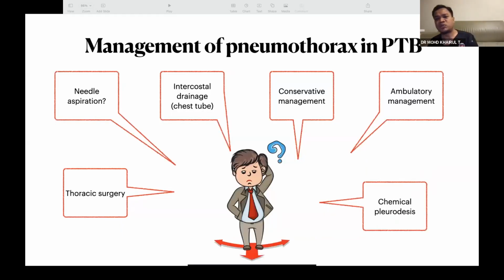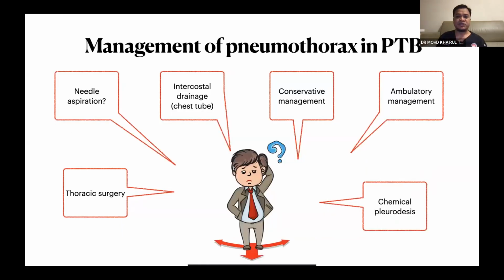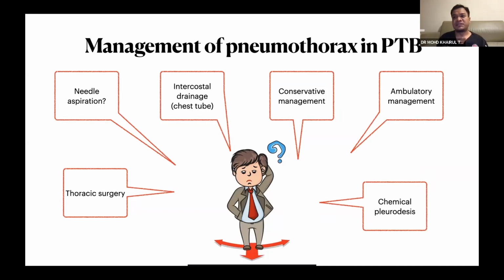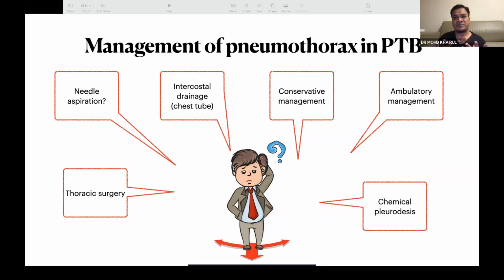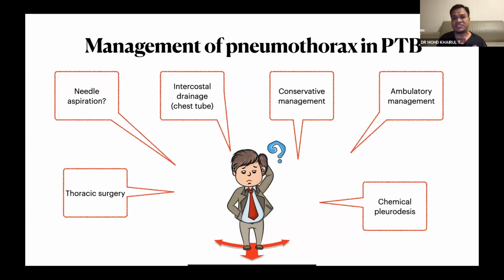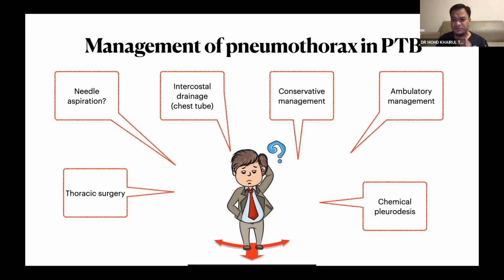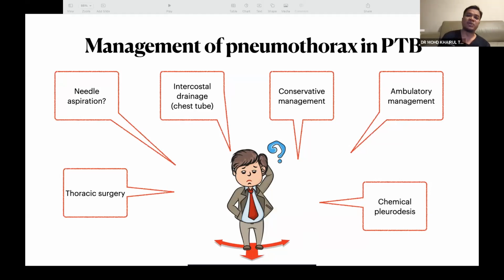So the management of pneumothorax in PTB does not differ from the other types of pneumothorax. It's just part of another secondary pneumothorax. But a lot of issues are being discussed on how to manage pneumothorax in PTB. Do we need needle aspiration, or is the mainstay of the treatment chest tube insertion, or should we offer conservative management, or can we offer ambulatory management, or even during the first presentation, can we offer chemical pleurodesis, or at first presentation do we offer thoracic surgery?